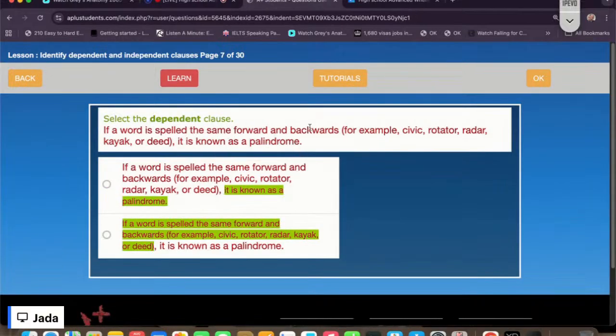Okay, so if a word is spelled the same forward and backward, for example civic, rotator, radar, kayak, or level, it is known as a palindrome. So is it going to be first, second, or third for the dependent clause?